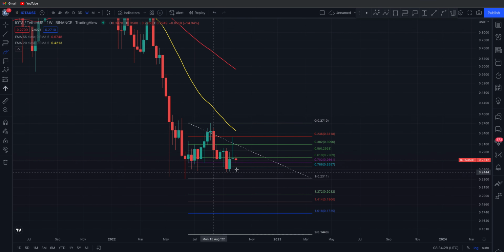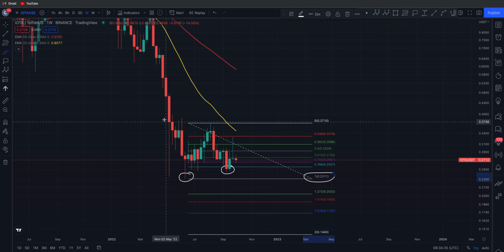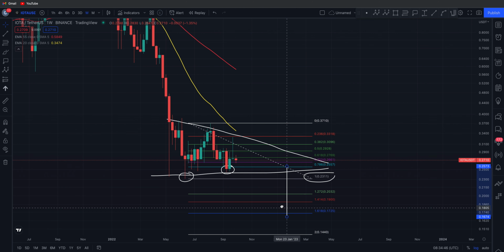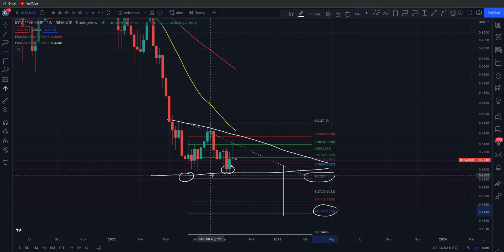But if you do start to come down and lose this low here, and lose this low, especially if you start to lose 23 cents, what you could potentially say is that you're sort of coiling up in some sort of horizontal that's going to have a breakdown target from roughly there to there. If you do start to lose support, you can see that you're potentially coming down to the 1.618 at 17 cents, which would be a great opportunity to buy in for me.